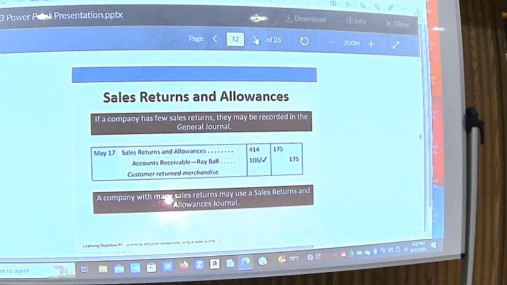Sales returns and allowances go in the general journal, because they just don't fit anywhere else. And so we're not going to have a lot of conversation about that. That's a little bit beyond the scope of this course. It's kind of nice to know that we have a place where we can look for sales returns and allowances, however.